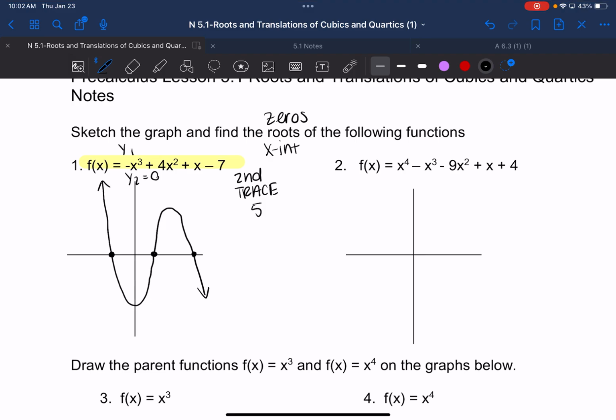So choose number 5. And then you're just going to move that floating dot closest to whichever x-intercept you want to find first. So maybe I want to find this one right here, the one I just put the red dot on. I'm going to move that flashing dot using the left arrow pretty close to that spot. And then you just press enter 3 times. 1, 2, 3. And it'll give you an approximation as to where that point is.